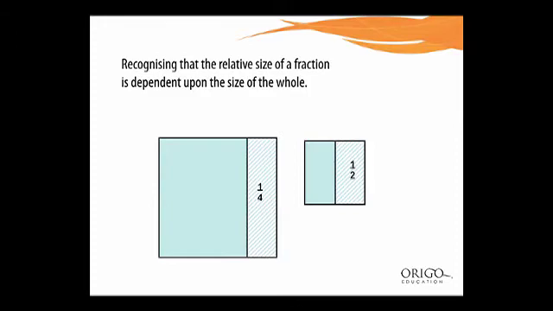Recognising the relative size of fractions depending upon the size of the whole. You can see 3 oranges and you can see 3 apples. Now, is 3 the same in those particular 2 cases? No, well, they're not. There's 3 apples and there's 3 oranges. But the idea of 3 is still there, right?